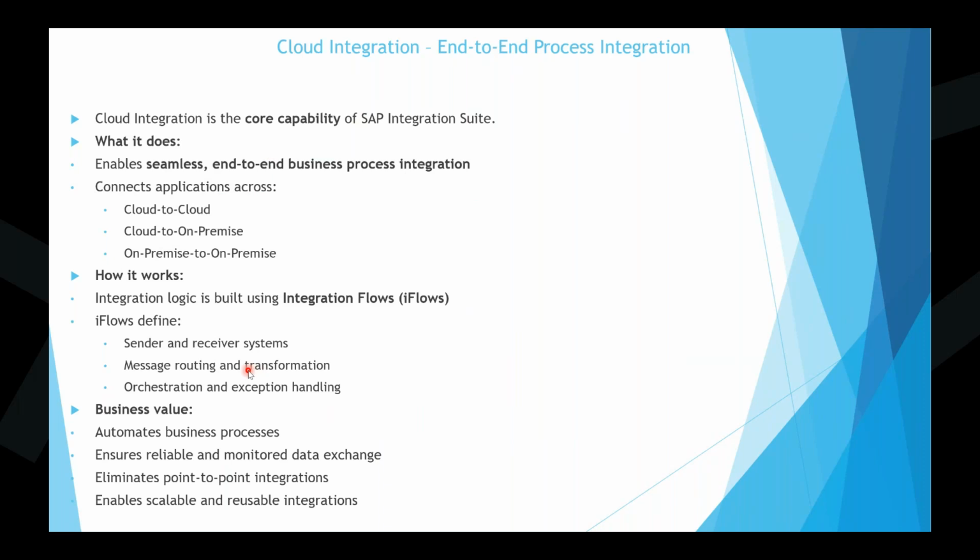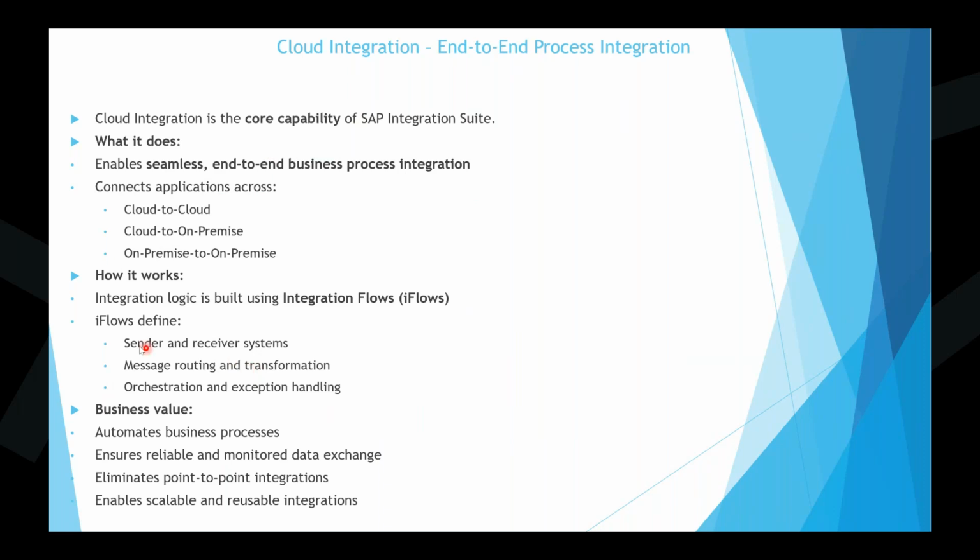There are three integration patterns. One is cloud to cloud, for example SuccessFactors to Salesforce. Then cloud to on-premises, for example Concur cloud to SAP ECC. And on-premises to on-premises, for example ECC to legacy systems. These are the three main integration patterns.